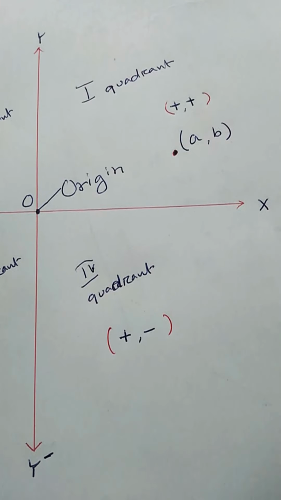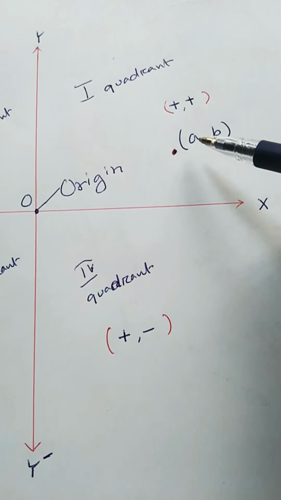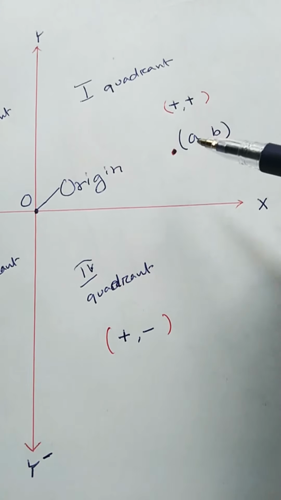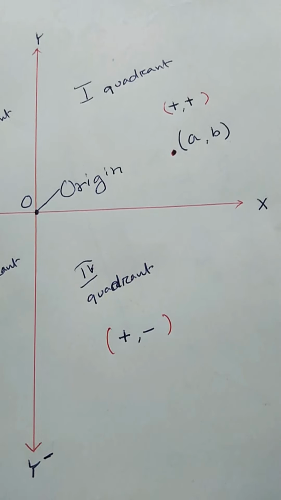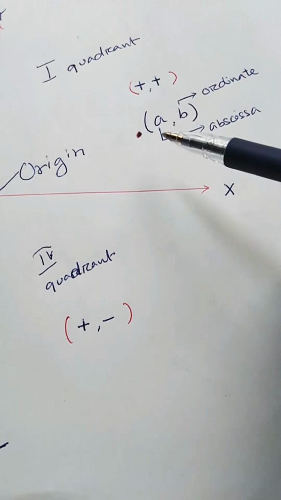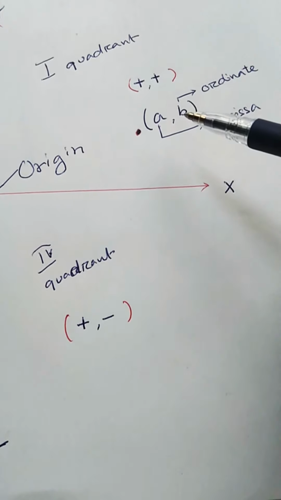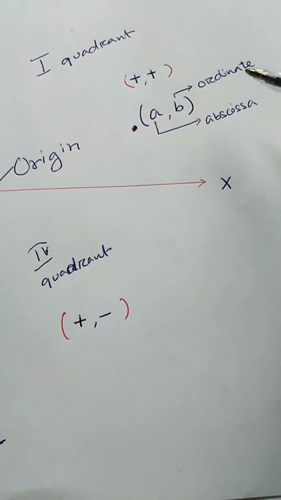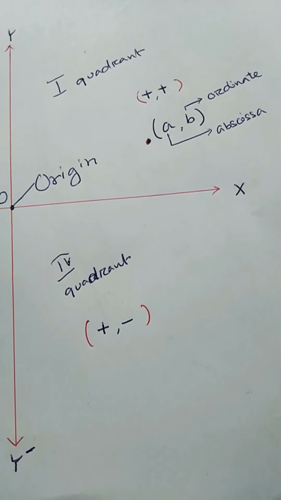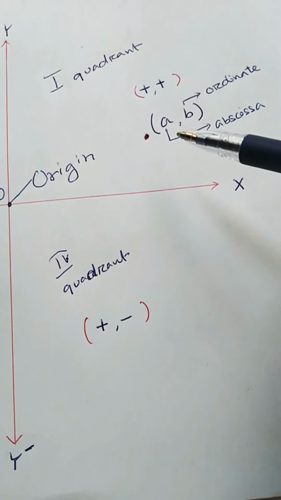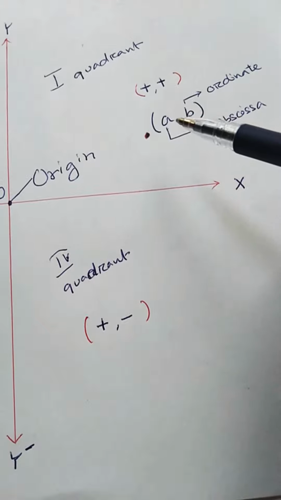So here the first value we call the x coordinate, and the second value we call the y coordinate, and they have two specific names also, and the names are abscissa and ordinate. So the x value we call abscissa and the y value we call ordinate. Please remember abscissa and ordinate, and both of them together we call the coordinate of a point.